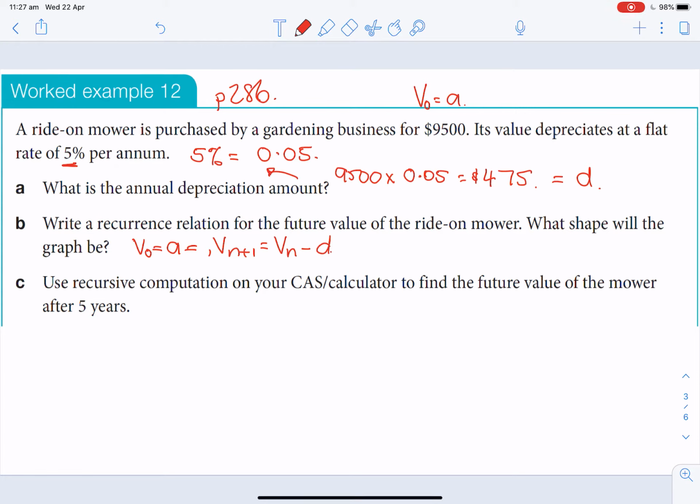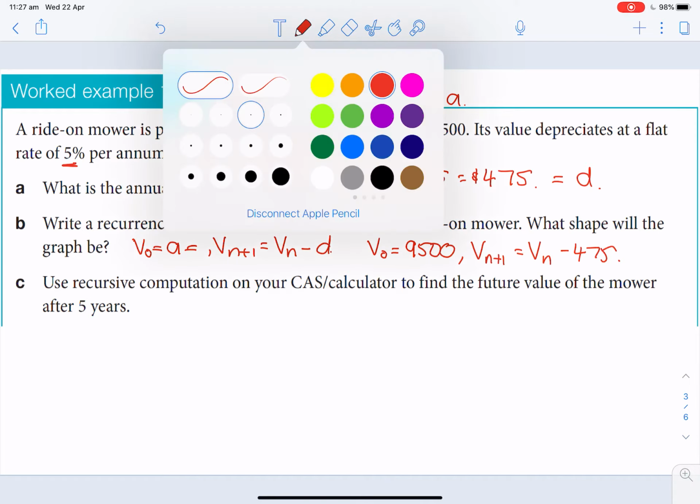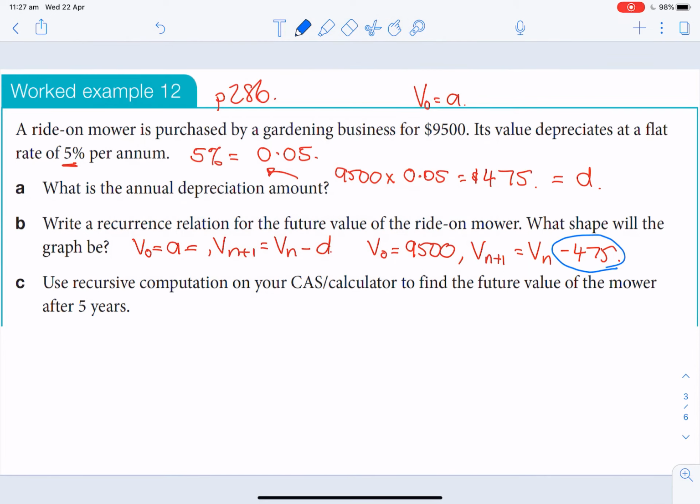Which, when I substitute values in, is V of 0 equals 9,500, my initial amount, and V of n plus 1 equals V of n take D. Oops, didn't put a dollar value in: 475. Now, what shape will the graph be? D equals negative 475, or D equals 475.